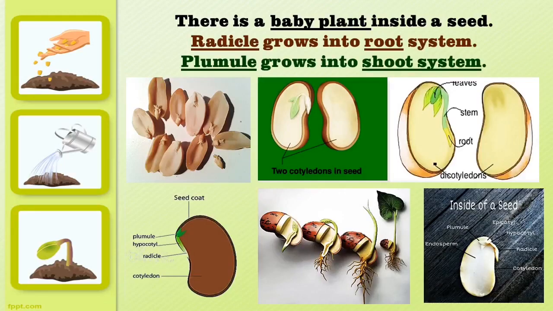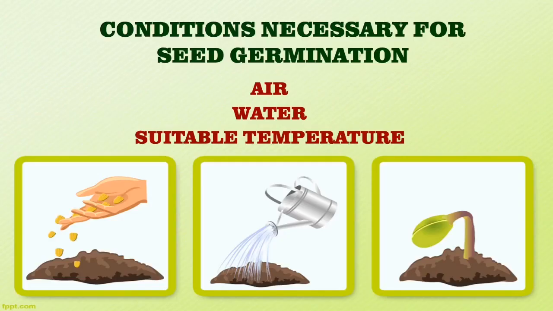Before we begin with today's session, let us have a quick recap of what we learned in our first session. We learned about the seed coat, which protects the seed and the baby plant inside the seed. The plumule grows into the shoot system and the radicle grows into the root system. The cotyledon stores food for the baby plant within the seed. Then you have also learnt about the conditions necessary for seed germination, and they are air, water and suitable temperature.